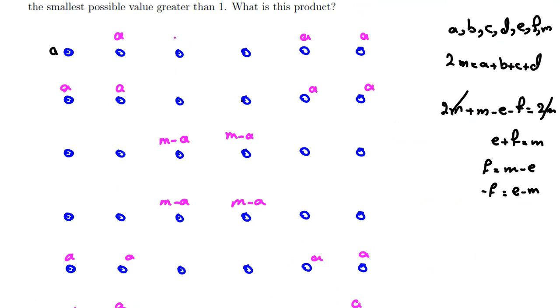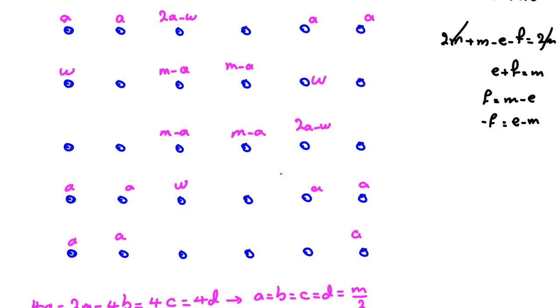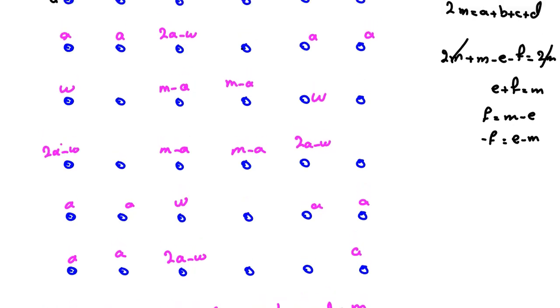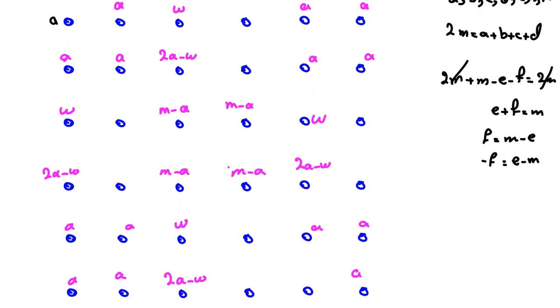Now let's consider this one as W. We know because it is 2A, it is 2A minus W. Okay, so let's write all W's here. It is W. This one is W. This one is also W. Okay, so this one is 2A minus W. This one is 2A minus W. This one is 2A minus W. This one is 2A minus W. Okay, so we found all these values.